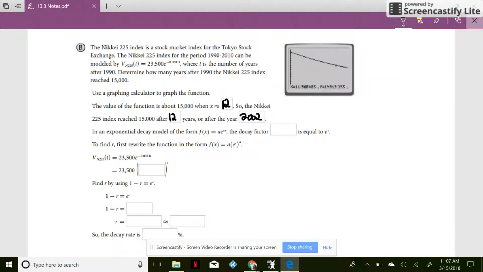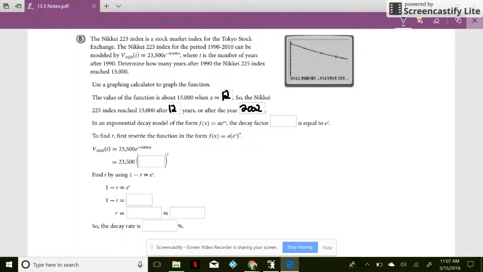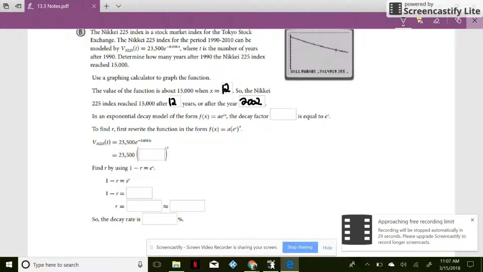So this time it's a decay. You'll notice it's e to the negative exponent, so that means it's going to be decaying. And so that decay will be equal to 1 minus r. So when we come back, we're going to finish this example and then do one more.